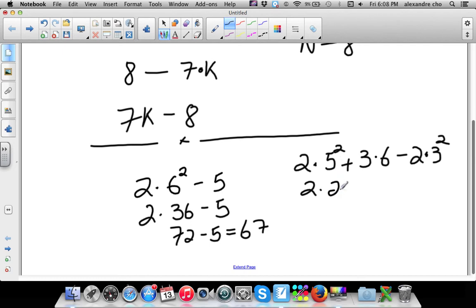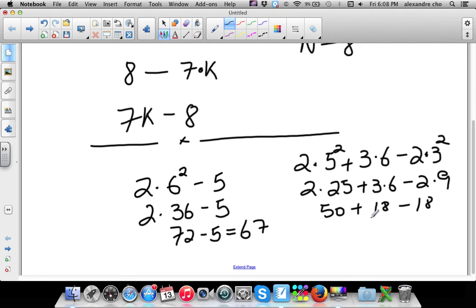5 squared is 25. So again, I'm only doing the exponents, and 3 to the second power would be 9. Okay, now I can do the multiplications. 2 times 25 is 50. Plus 3 times 6 is 18. And minus 2 times 9, which is 18.